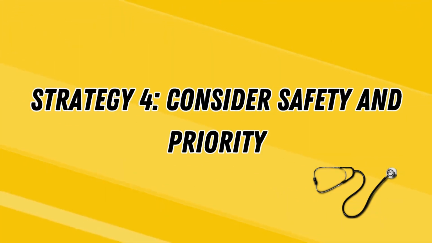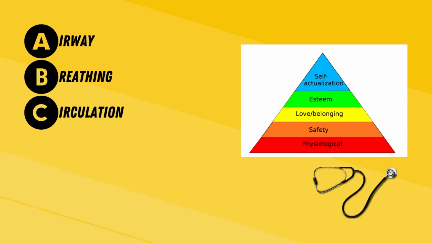Strategy number 4, consider safety and priority. The NCLEX prioritizes patient safety, so choose options that prevent harm and prioritize actions based on the ABCs, airway, breathing, circulation, and Maslow's hierarchy of needs. Think about what will ensure the patient's immediate safety and well-being.